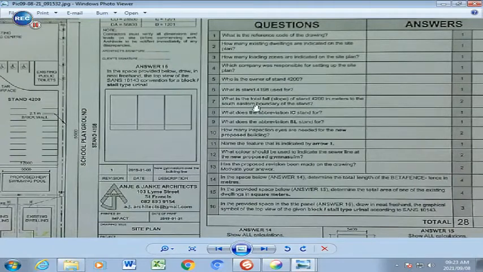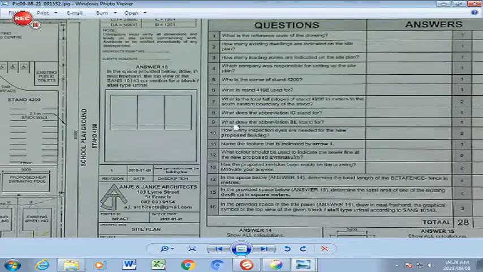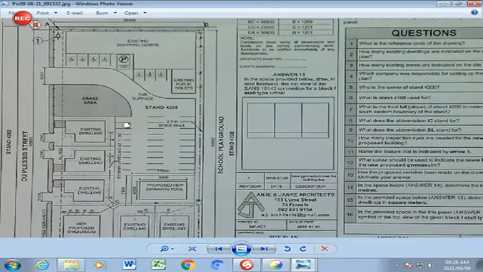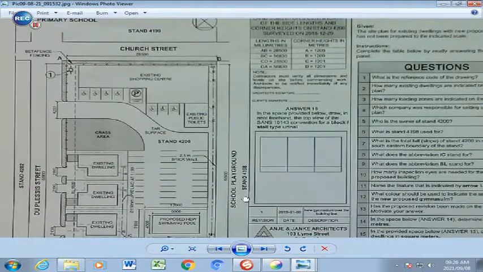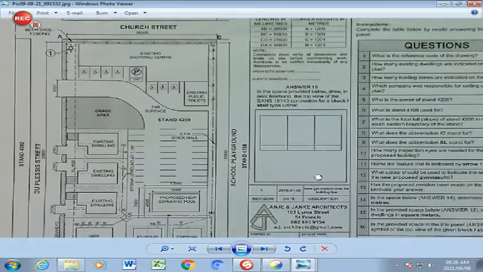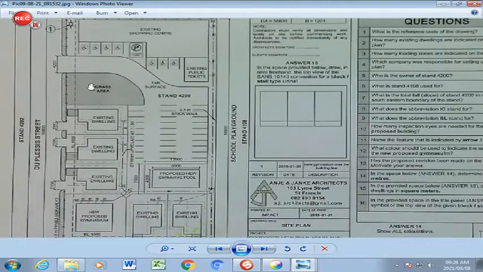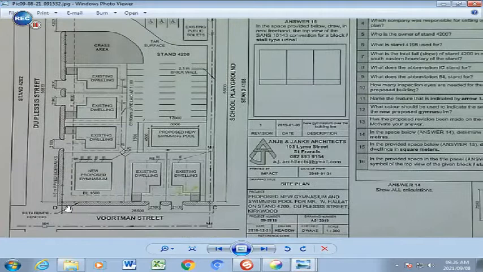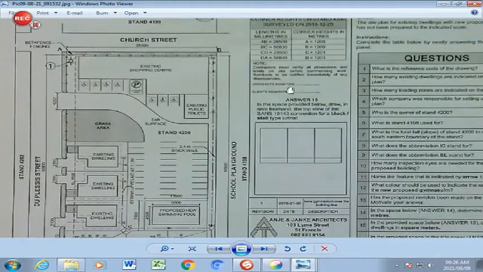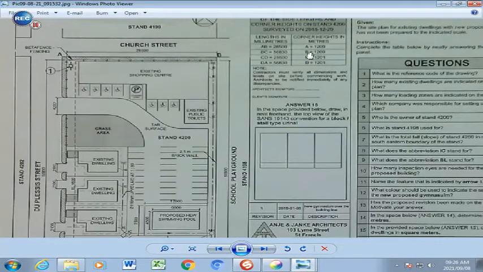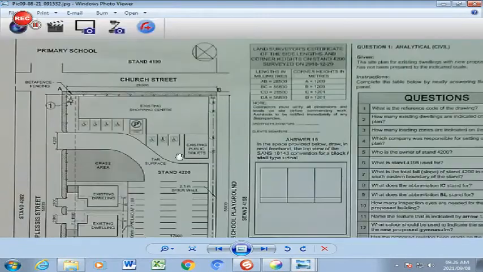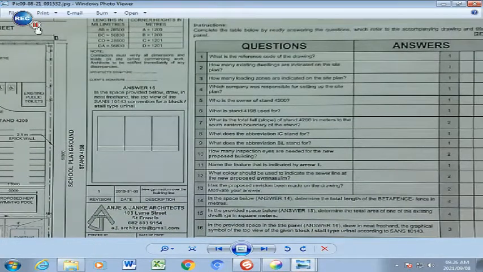Question number 7. What is the slope of stand 4200 in meters to the southeastern boundary of the stand? To find the answer to number 7, you will have to look at the stand. They're talking about the southeastern boundary, which is going to be this side which you see here. So we're looking at point D, which is the higher point, and that point is going to be 1201, and looking at point A, which is going to be 1200, and that is going to be 1 meter, which you're going to write in there.